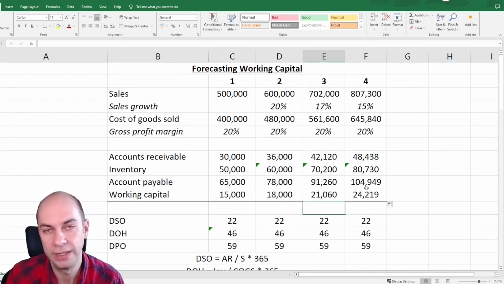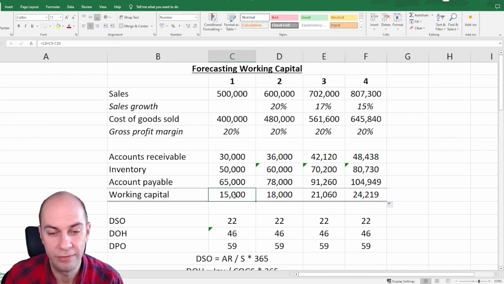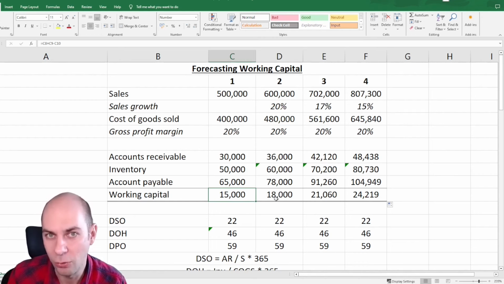Now, do bear in mind that if we were building a free cash flow model or just calculating the cash flow from operating activities, we are going to need the investment in working capital. So what would that be? Well, if in year 1 we have a working capital of 15,000 and in year 2 it has increased to 18,000, i.e. it's increased by 3,000, we have an investment in working capital of 3,000, i.e. our outflow is 3,000.